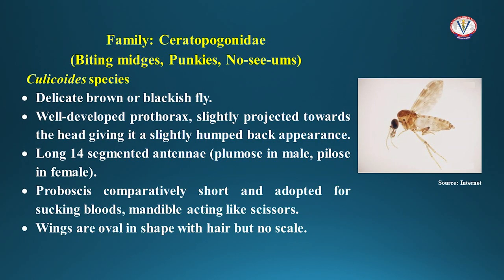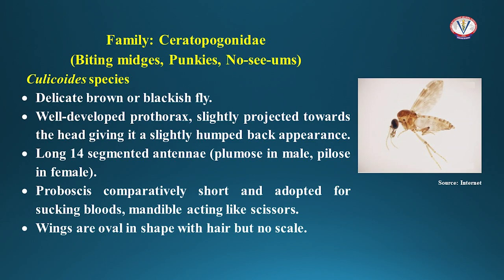Family Ceratopogonidae, the biting midges. Genus Culicoides. They are delicate brown or blackish flies with a well-developed prothorax, slightly projected towards the head, giving it a slightly humped back appearance. It has long 14-segmented antennae, which are plumose in males and pilose in females. The proboscis is comparatively short and adapted for sucking blood.